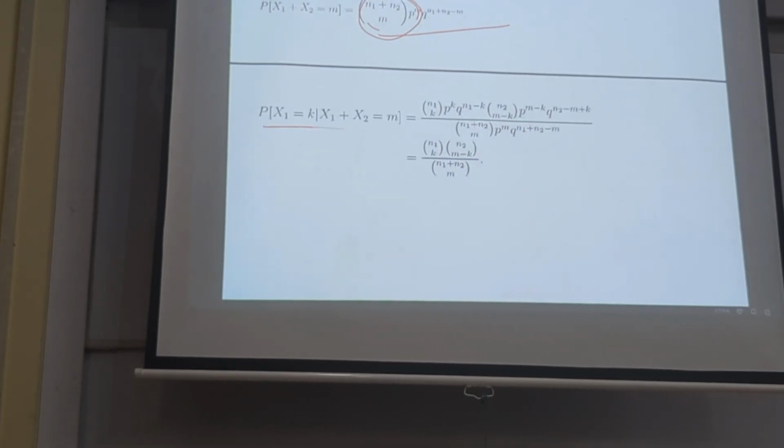So we can calculate the probability that X1 is equal to k and X1 plus X2 is equal to m. Is it familiar?